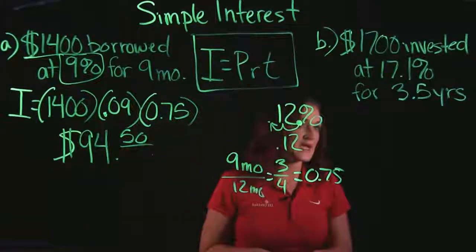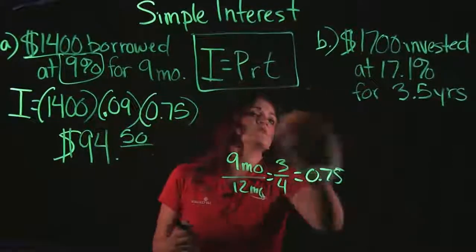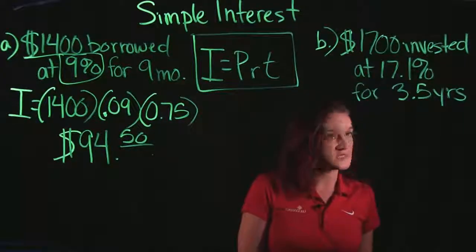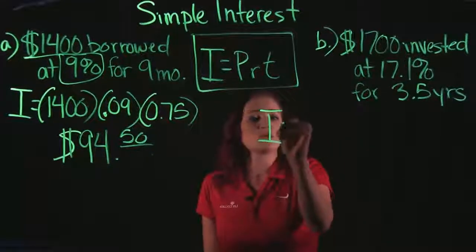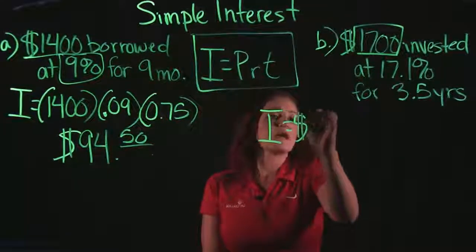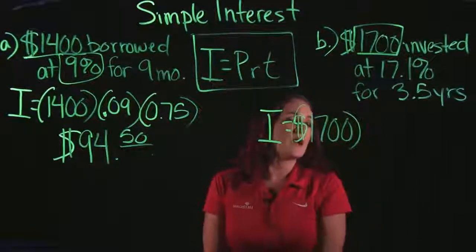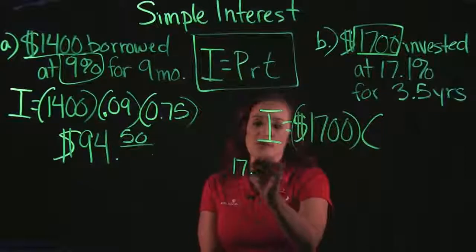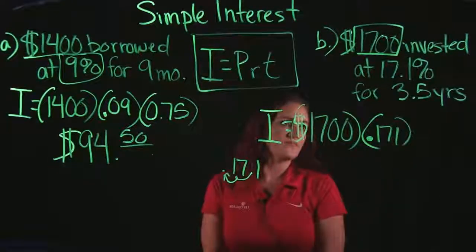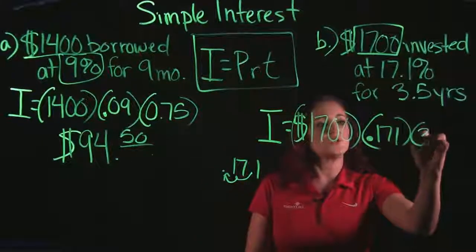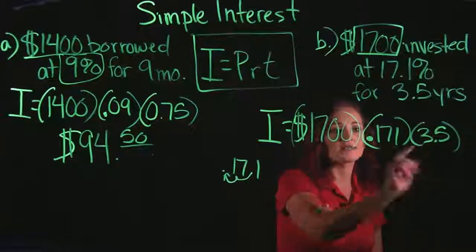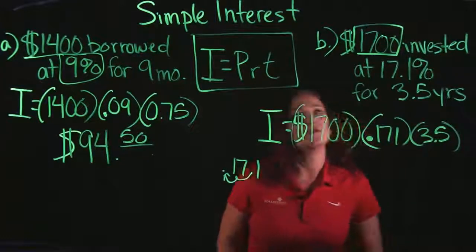Otherwise, let's move on to the second example right over here. So this example says that we invested $1,700 at a 17.1% rate for 3.5 years. So once again, we're going to solve for interest. Our principal is going to be this $1,700 amount, so that's how much we invested into the bank account. And our rate, 17.1%, so we move that decimal twice to the left to get 0.171. And our time is already given to us in years, so we can go ahead and plug that 3.5 in for our time. So let's plug and chug this into the calculator.